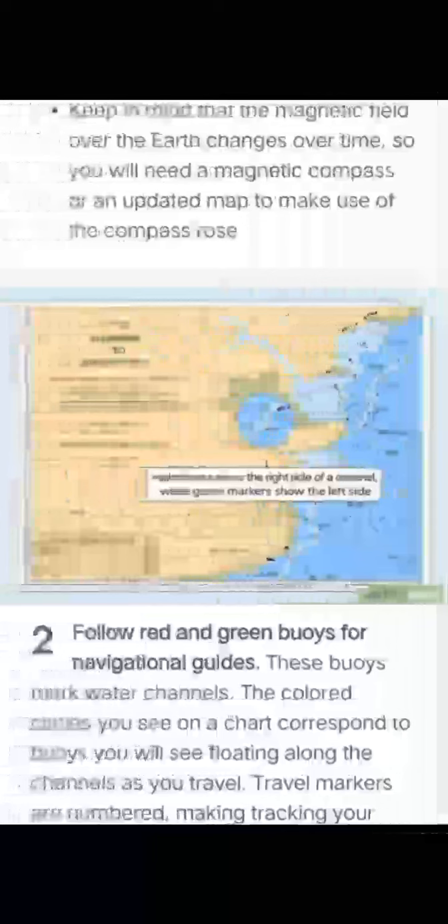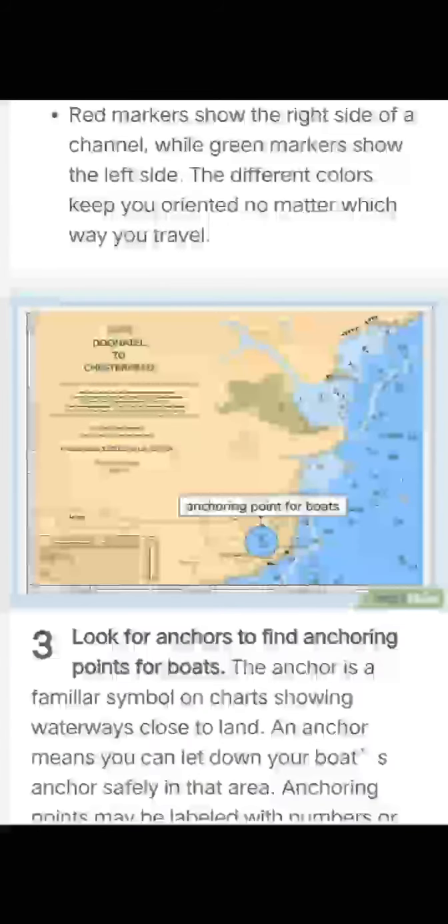2. Follow the red and green buoys for navigational guides. These buoys mark water channels. The colored circles you will see on the chart correspond to the buoys you will see floating along the channels of travel. Buoys are numbered, making tracking your route easier. Red marks show the right side of the channel, while green marks show the left side. The different colors keep you oriented no matter which way you travel.